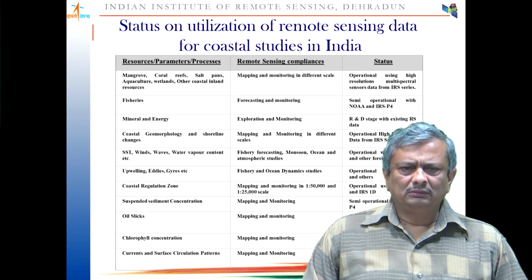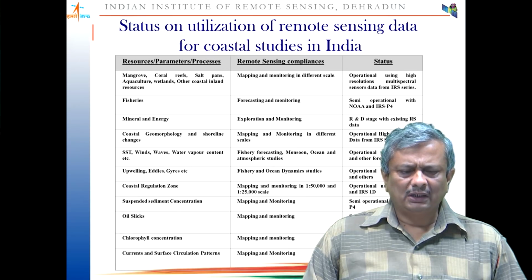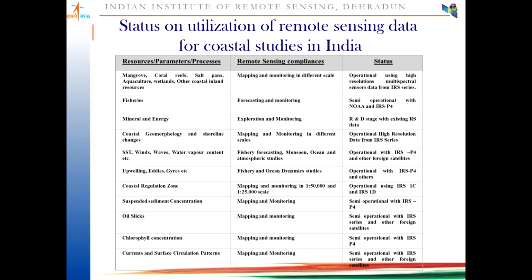I don't know how clear this table is at your end, but I'll try to tell you what the various parameters or resources are where remote sensing can be extensively used, and what the present status is. Like mapping of mangroves, coral reefs, salt pans, agriculture. They are mapped and monitored at different scales based on the spatial resolution of the remote sensing. They are operational using high resolution sensors from the Indian remote sensing. It's proven, they are operational. You can operationally use those datasets for mapping various kinds of coastal inventory and coastal resources.